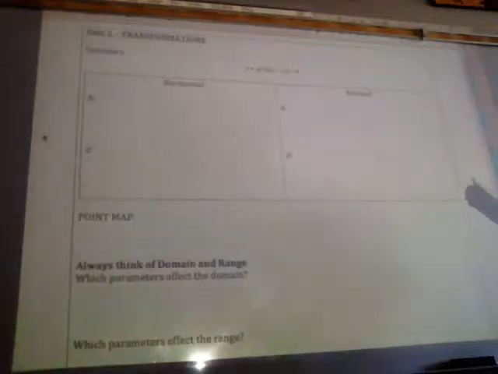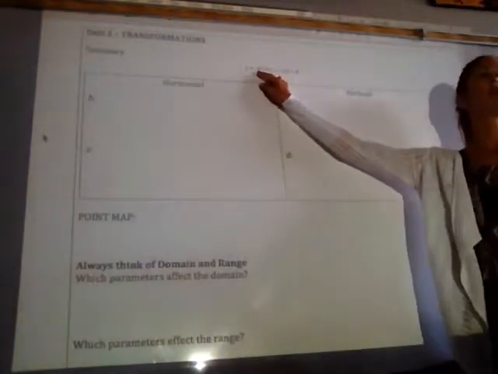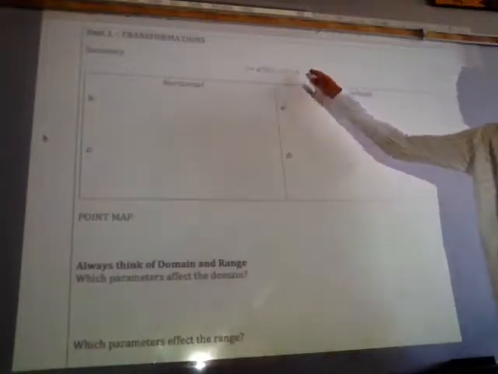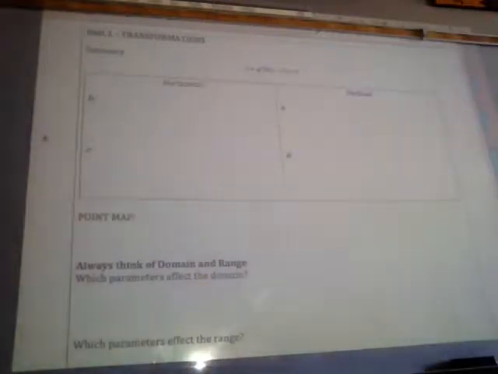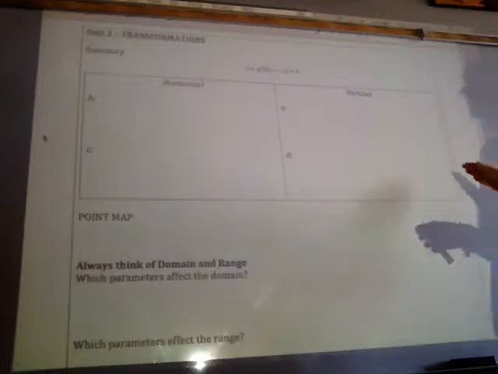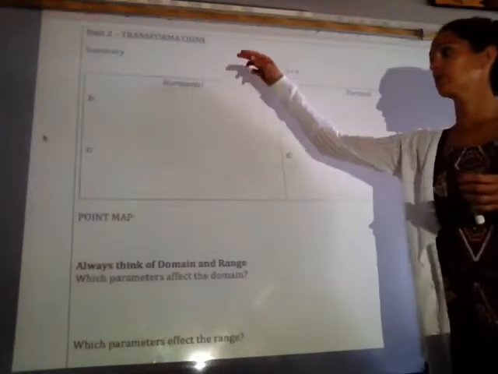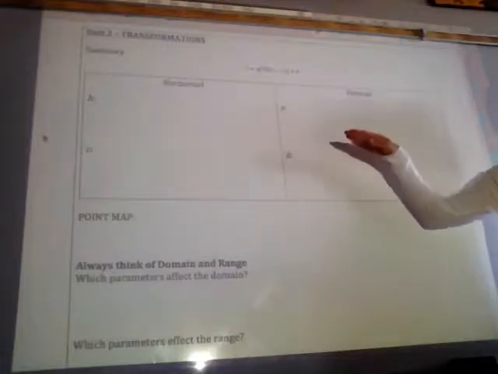So how many times have we seen transformations this year? A lot. Pretty much through every unit. It's very important you know what A, B, C, and D mean. They're not just letters of the alphabet. Horizontal transformations will come from B and C, and vertical transformations will come from A and D.